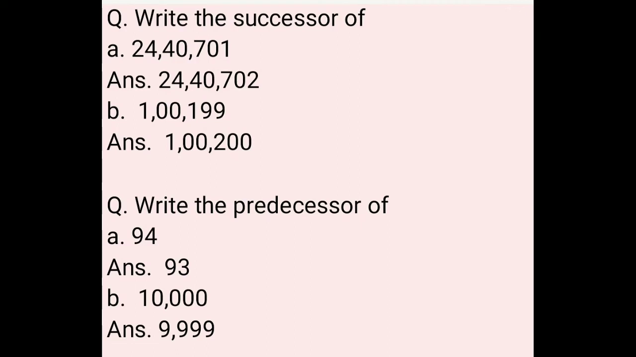Next, write the predecessor. To get a predecessor, we need to subtract 1. So the predecessor of 94: the whole number just before 94 is 93. So 94 minus 1 equals 93. Similarly, the predecessor of 10,000. The whole number just before 10,000 is 9999, or 10,000 minus 1 equals 9999. So successor is the next number, and to get a predecessor we need to subtract 1.